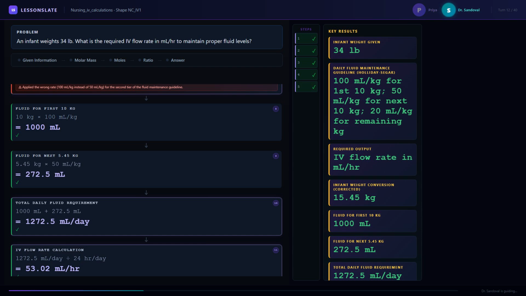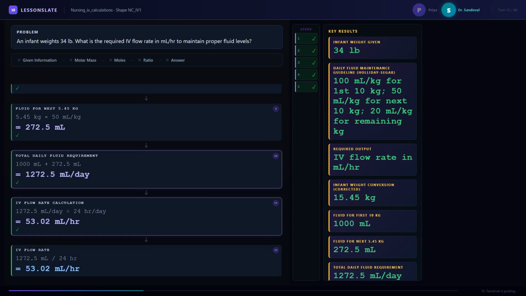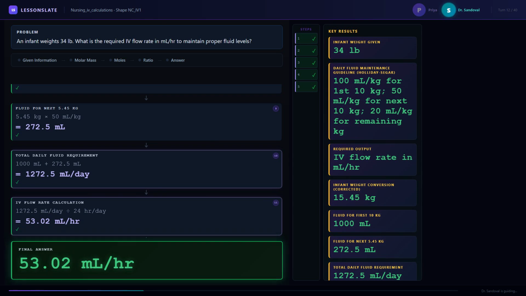That's precisely correct, Priya. You've taken the total daily fluid of 1,272.5 milliliters and accurately converted it to an hourly rate by dividing by 24 hours. So, an IV flow rate of approximately 53.02 milliliters per hour is indeed the required rate to maintain proper fluid levels for this infant. Congratulations, you've solved the problem. To summarize, we first converted the infant's weight from pounds to kilograms, then applied the Holiday CIGAR guideline to find the total daily fluid, and finally divided by 24 hours to get the IV flow rate in milliliters per hour.